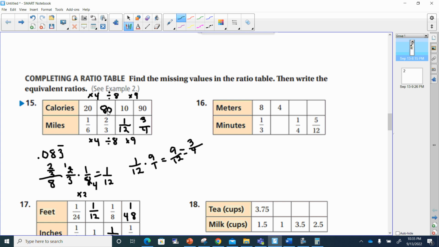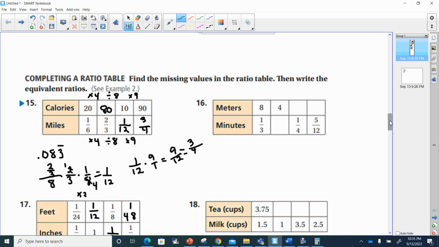20 times 4 is 80. Now I can take 80 and divide it by 8 to get 10, which means I would have to divide 2/3 by 8. That would give me 1/12. Then I would have to find out, what did I do to 10 to get to 90? I multiplied it times 9. So I'd multiply 1 over 12 times 9. That would give me 3 over 4, okay? Because 1/12 times 9 would give me 9 over 12, and that would be reduced to 3/4.